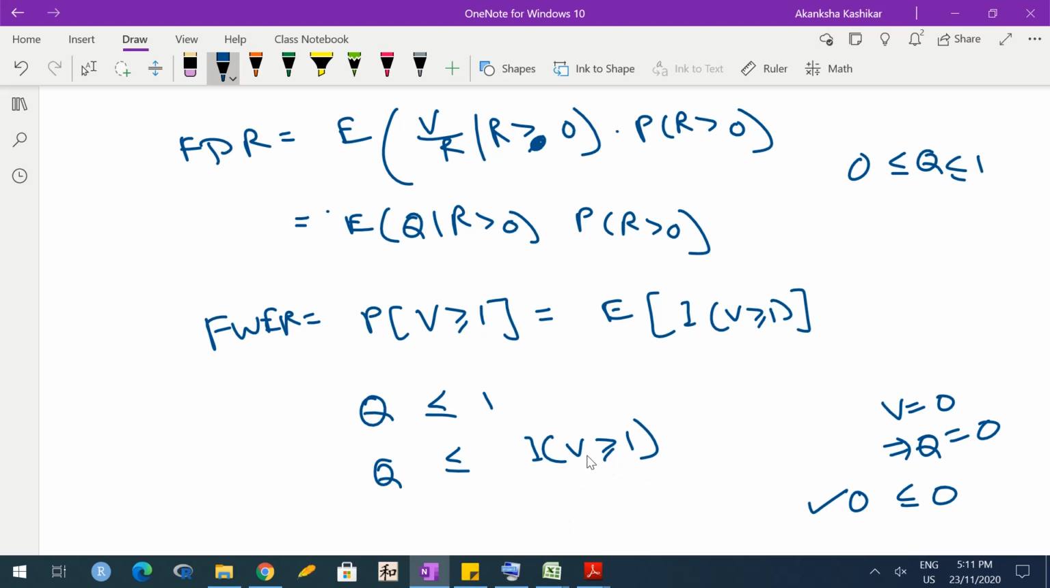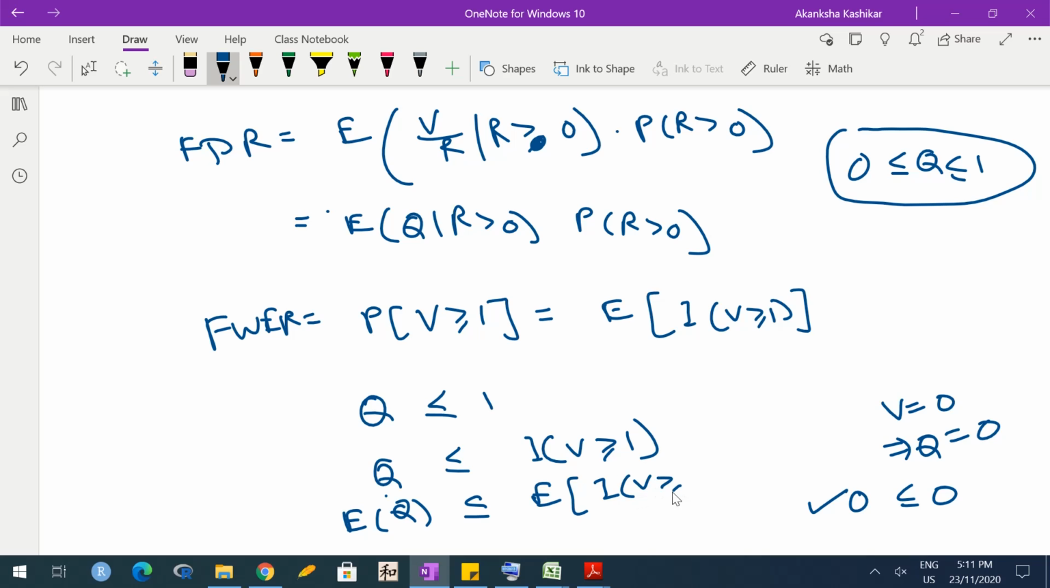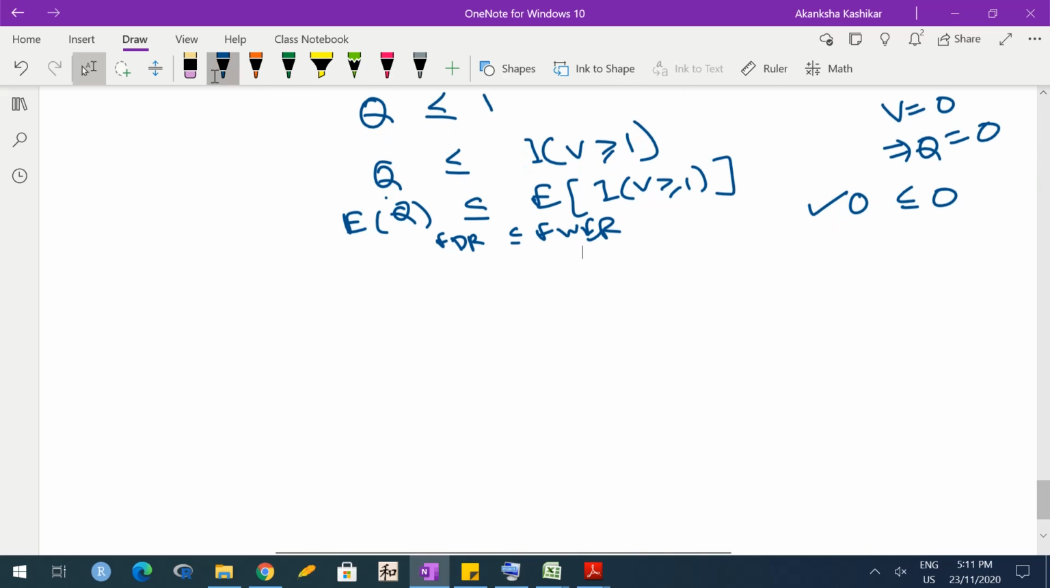And when indicator is 1, of course Q is less than or equal to 1 because it is always less than or equal to 1. Okay. And now I can take expectation on both the sides and I can write expectation of Q is less than or equal to expectation of this indicator function. Okay. And expectation of Q is nothing but your FDR. Okay. So we have FDR as less than or equal to family wise error rate. Okay. So we have proved that in every case FDR is between PCER and FWER.